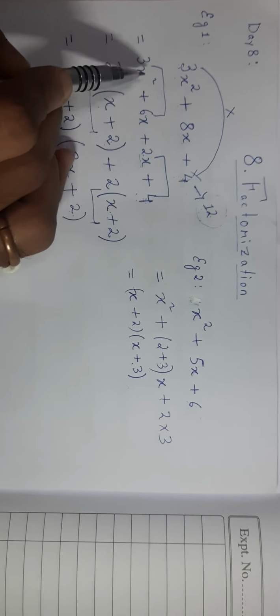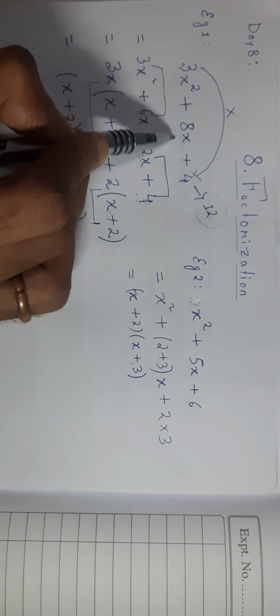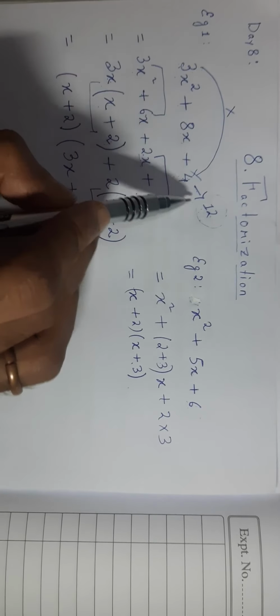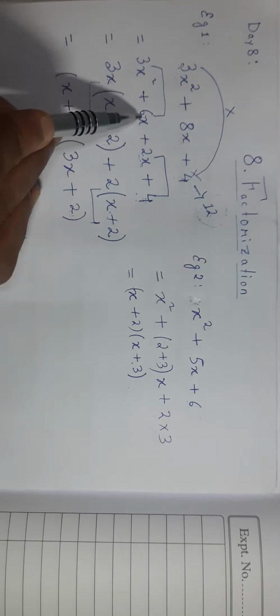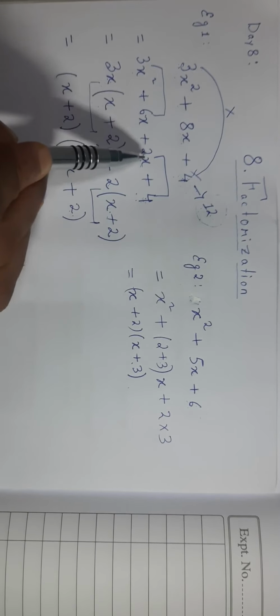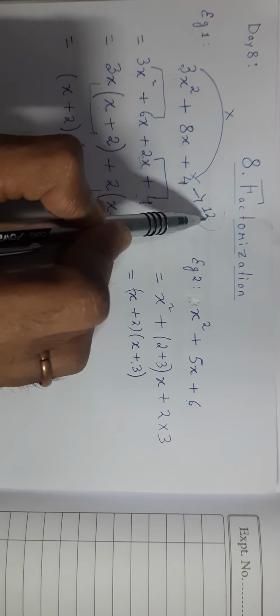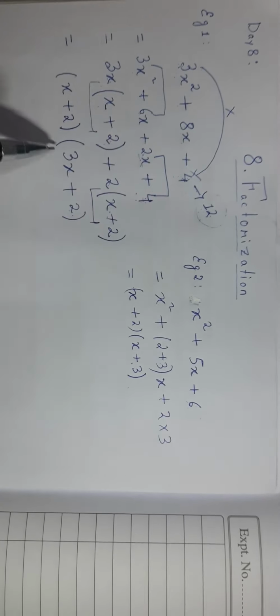So the next step is 3x square remains, plus. Now which two numbers, if I add them, will give me 8x or 8, and if I multiply those two numbers I have to get 12. So those two numbers are 6 and 2. 6 plus 2 is 8. Similarly 6 into 2 is 12. But while I'll write here 4 only, not 12.